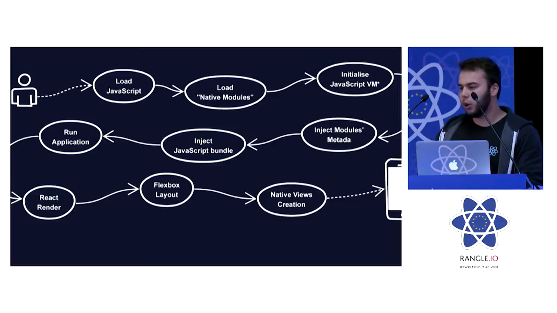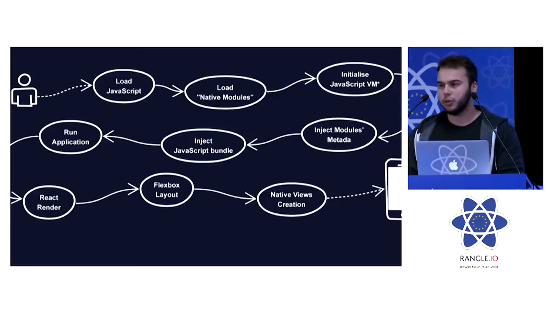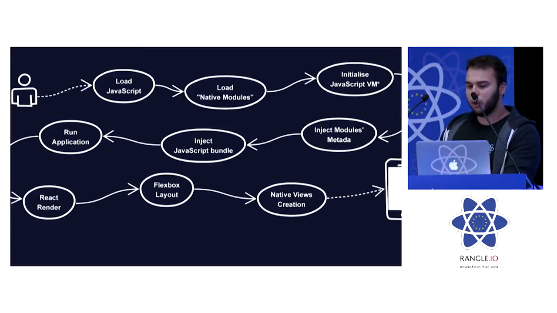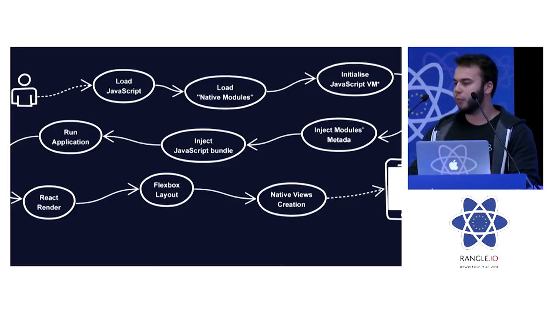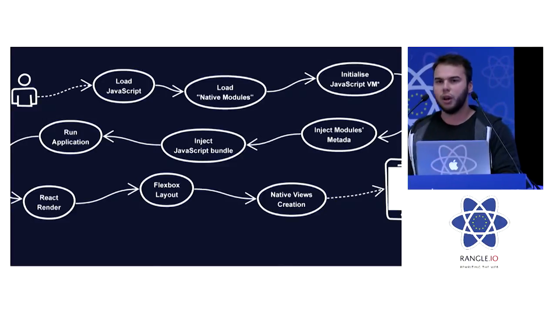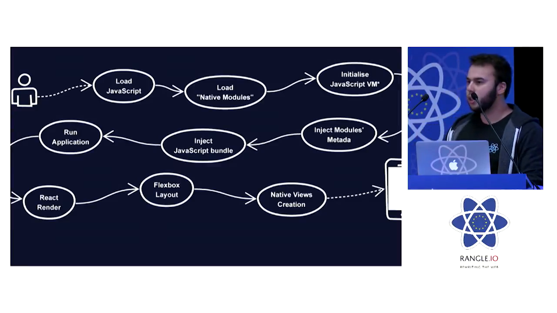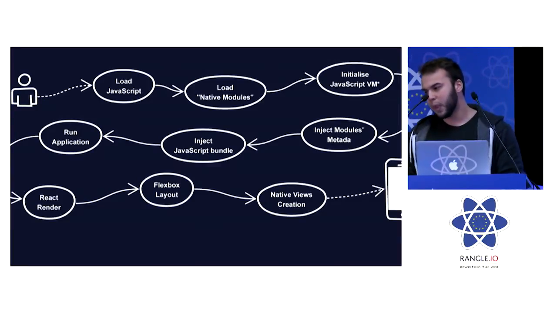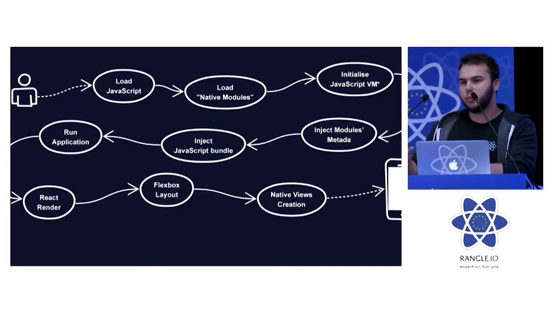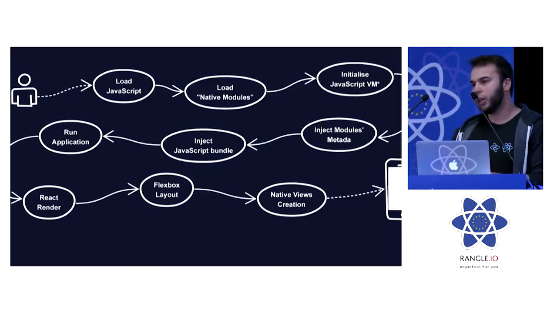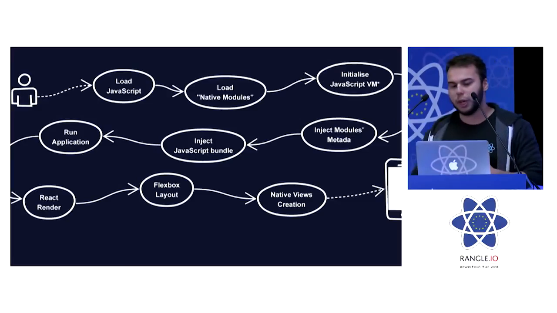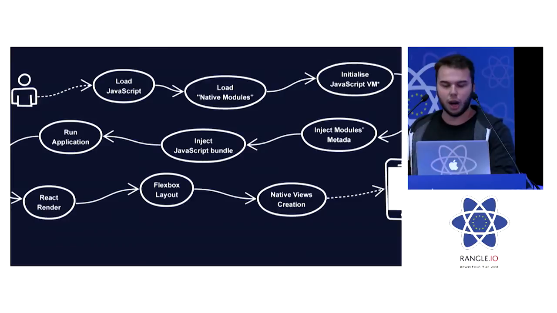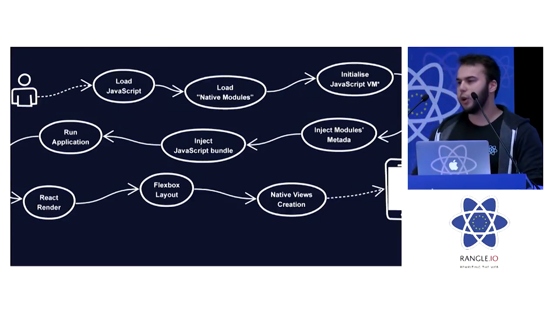We have to load the JavaScript. Then we have to load all your native modules. And then we start the VM. And only then we inject this module metadata that tells the JavaScript what it can access on the native side. After that, we can inject your JavaScript bundle that has your application. Only then we can run the actual application that will cause React to render. And then we do the layout. And finally, we can create the native views, and you can see your app.